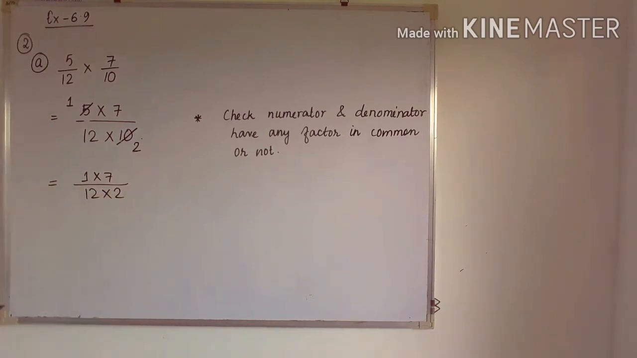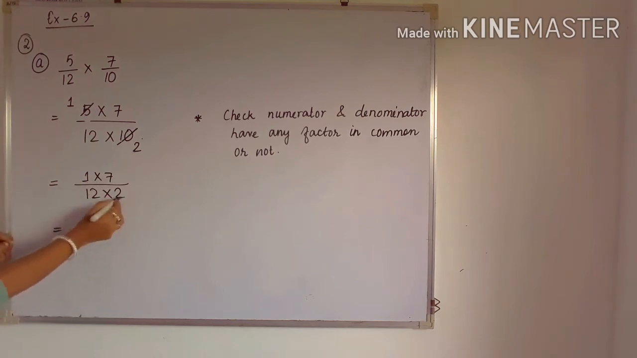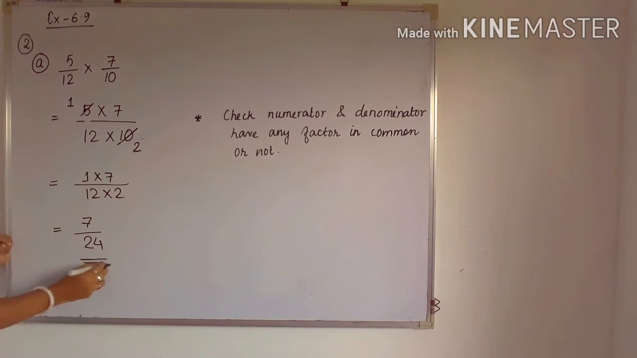Now see, there is no other factor common in the numerator and denominator. 7 and 12 do not have any factor in common other than 1. So we can now write the final answer. 1 into 7 will be 7 and 12 2s will be 24. So this is the final answer.